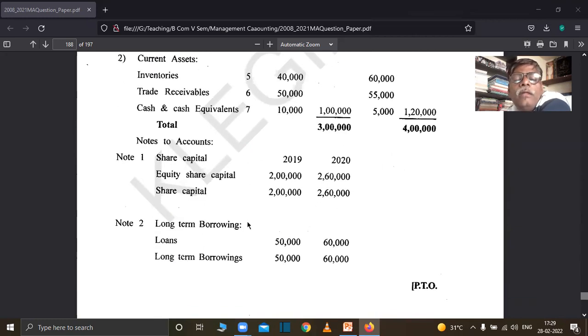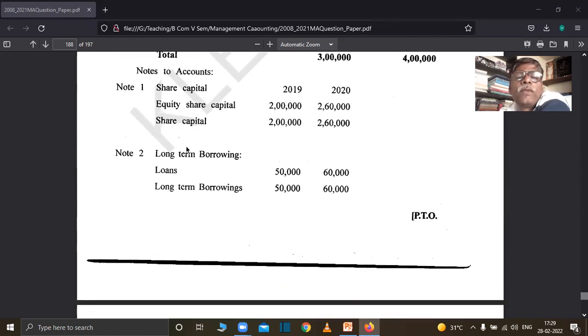Okay. Now you see the note. In the note number 1, equity share capital 2,60,000. 60,000 is the increase in equity share capital. And there is no reserve and surplus in this problem. There is no reserve and surplus in this problem. And you have to give care for this. You have to give some importance to this increase in the capital. This increase of 60,000 capital is because of issuing new shares or any other reason.